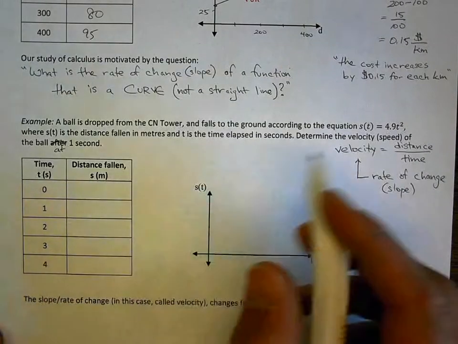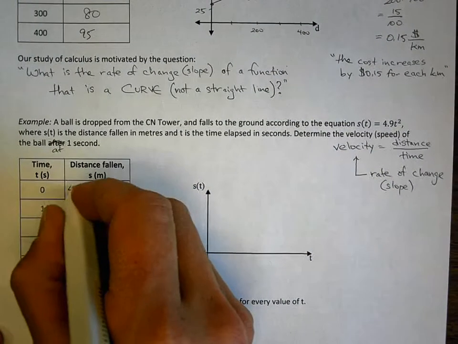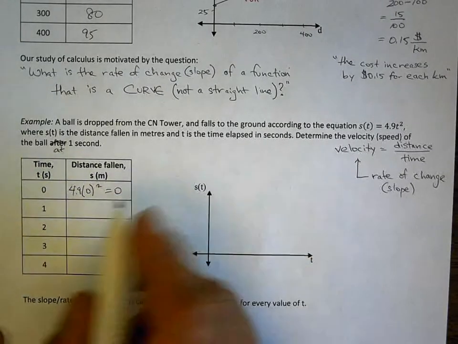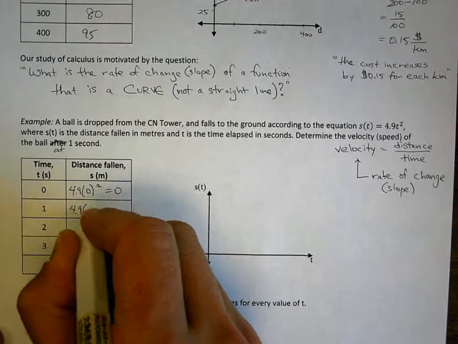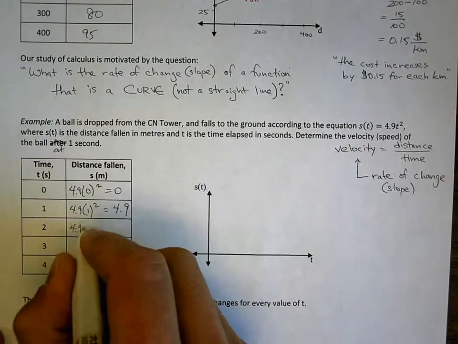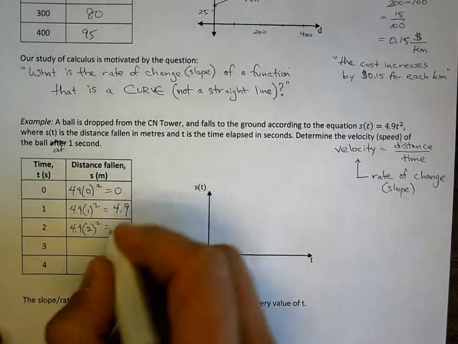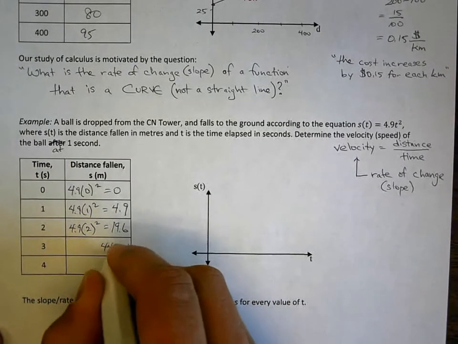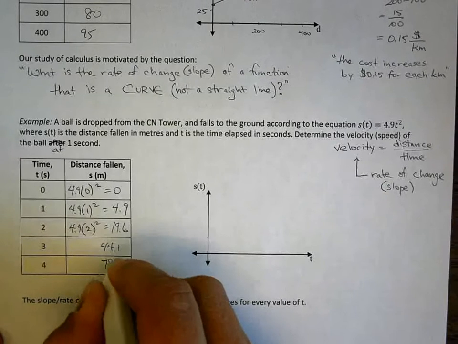So at time 0, I sub in 0. So it's 4.9 times 0 squared, which is 0. For time 1, it's 4.9 times 1 squared, which is 4.9. Then for 2, it's 4.9 times 2 squared, which is 19.6. I can keep doing this. I get 44.1 and 78.4.